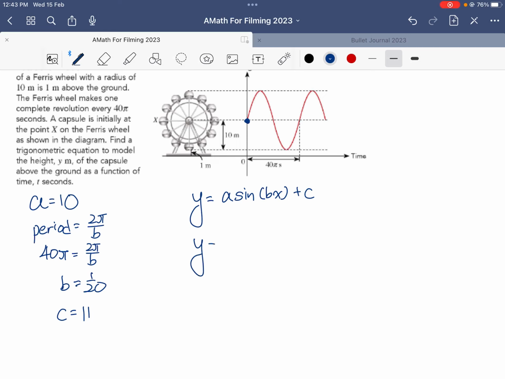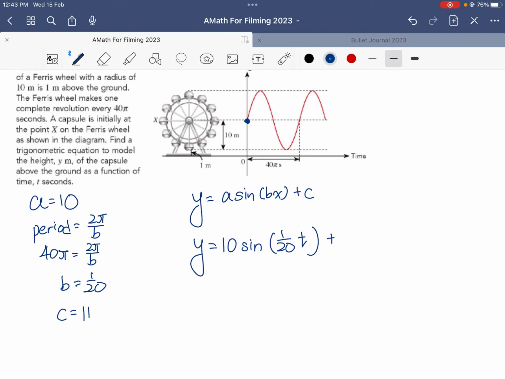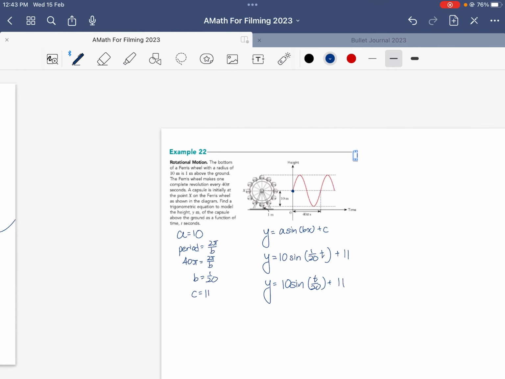So therefore, the function is y equals 10 sine bx. Okay, so b is 1 over 20. But in this case, instead of writing 1 over 20x, we just ask ourselves what the variable for the horizontal axis actually is. This should be t seconds. Hence, instead of bx it is bt. So here is b, 1 over 20 times t, plus the c value, which is 11. If you want to rewrite the brackets as t over 20 plus 11, it is also okay.